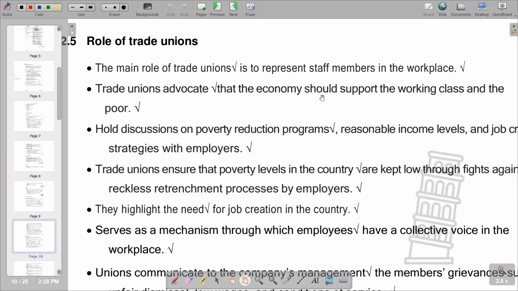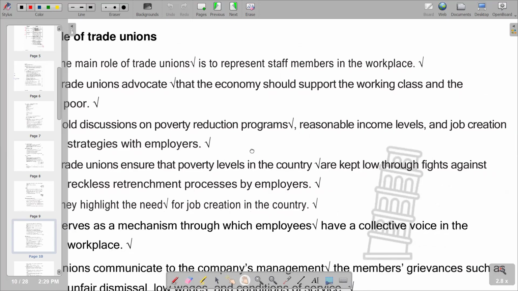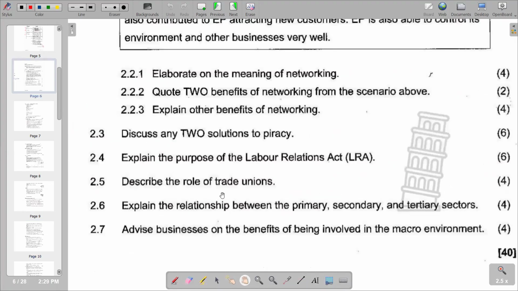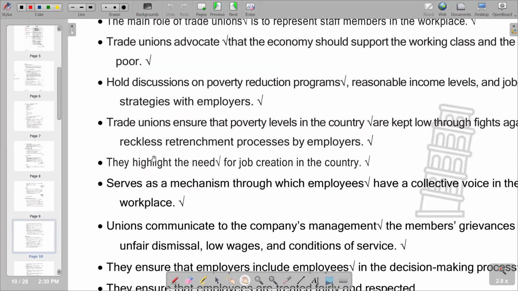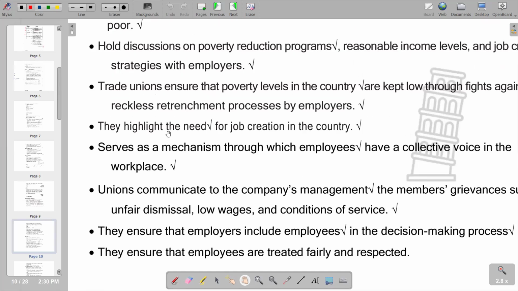Trade unions advocate that the economy should support the working class and the poor, to hold discussions on poverty reduction programs, reasonable income levels, and job creation strategies within employers. And also, trade unions ensure that poverty levels in the country are kept low through fights against reckless treatment processes by employers. They also highlight the need for job creation in the country. So these are some of the points that we can include. Our question has 4 marks, so it requires 2 points. According to the roles of trade unions, we've got many points, so you can choose any 2 that you deem correct. So this is what we have.